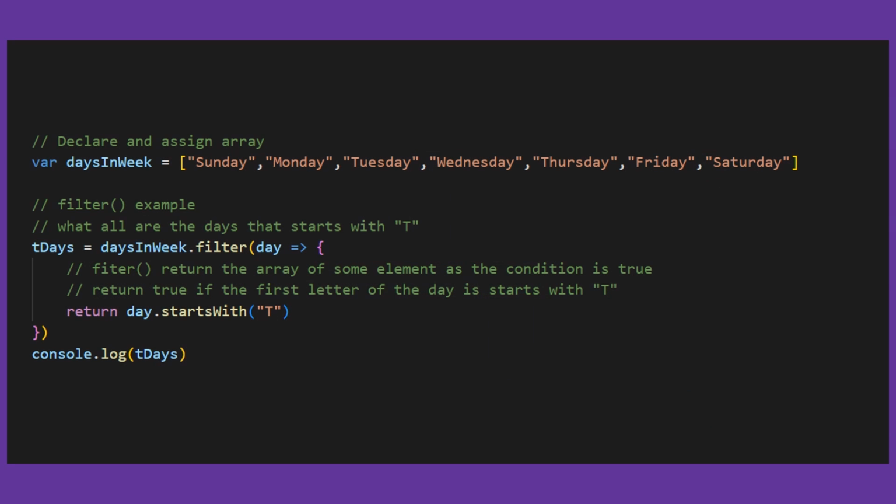While we look at the example, here we are filtering the days in the week array with a day that starts with the letter T. So at the end, we will get a new array which only consists of Tuesday and Thursday.